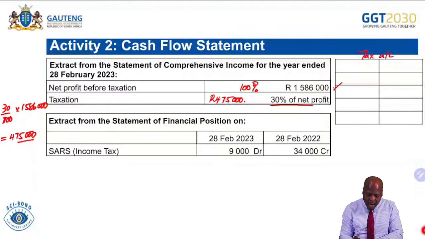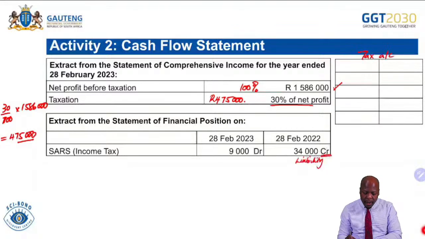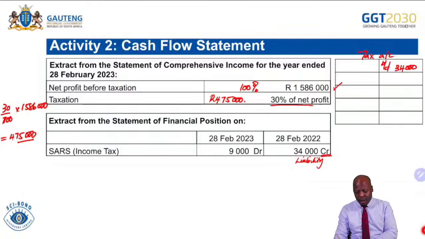So I'm going to come and look at my statement of financial position. At the beginning of the year, what balance were we having? You see here, we had a credit balance. That means we were owing SARS. The moment it is credit, it means it is a liability. So we were owing SARS 34,000. So I'm going to come here and I'm going to say my balance at the beginning was 34,000. Are you following me? All right, thank you. So you're coming to a tax account, and here they said credit, so you know your ledger account.